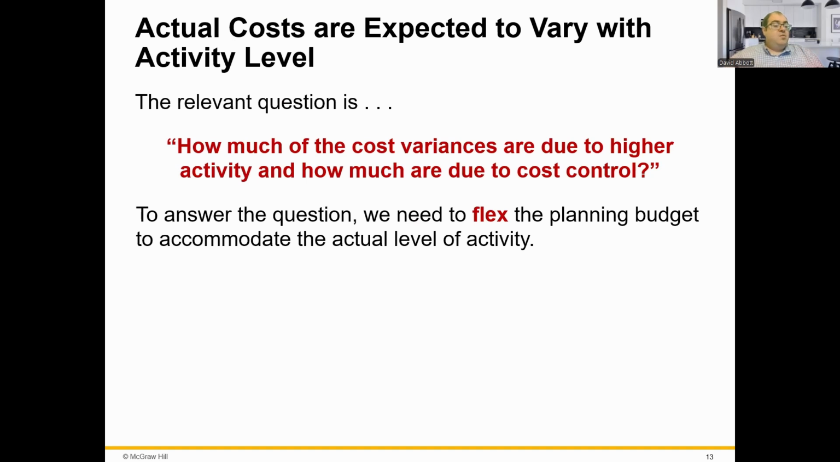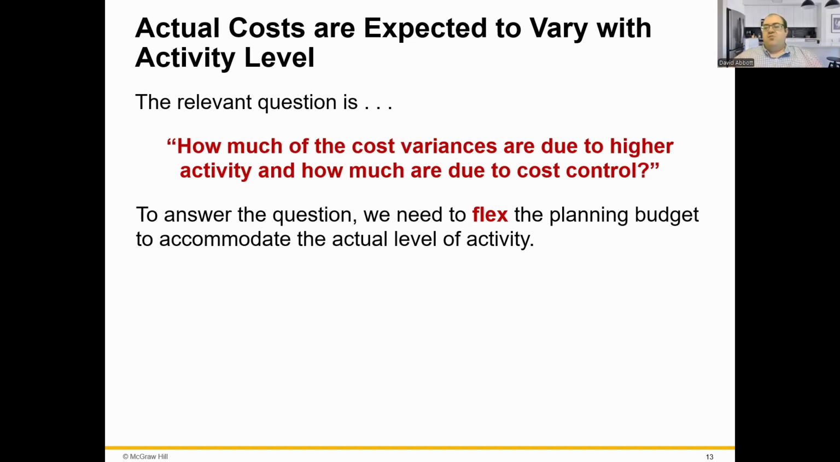So to intelligently evaluate Larry's performance, we need to determine how much of the cost variance was due to higher activity level and how much was due to Larry's ability to control costs. In other words, we need to flex the planning budget in order to accommodate the actual level of activity. And that's what we're going to take a look at now: how do we adjust the planning budget in order to match, so we can compare apples to apples how we did.